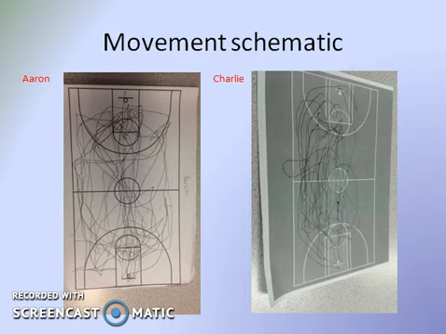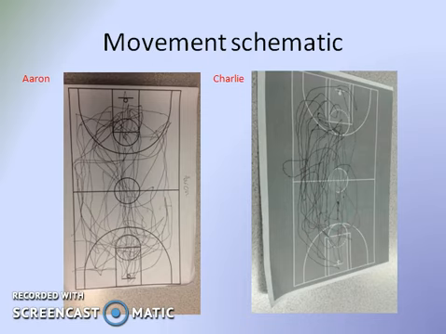Here you can see that Aaron makes more of a movement around the court than Charlie. This could be because Aaron's position is a point guard and he needs to be able to run around the court and pass and receive the ball from his teammates. Also, you can see that he runs in a straight line from one side of the court to another. This could be because he's shooting one side and then defending the other.